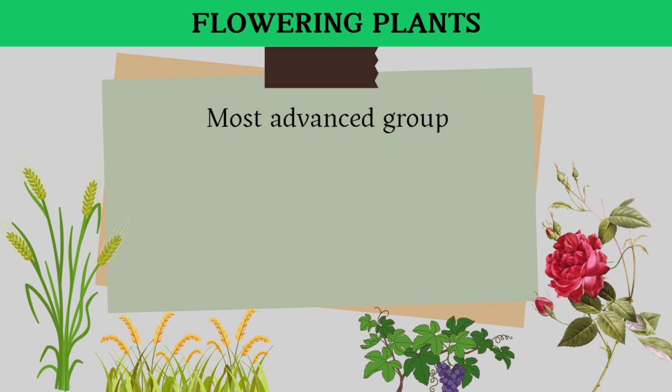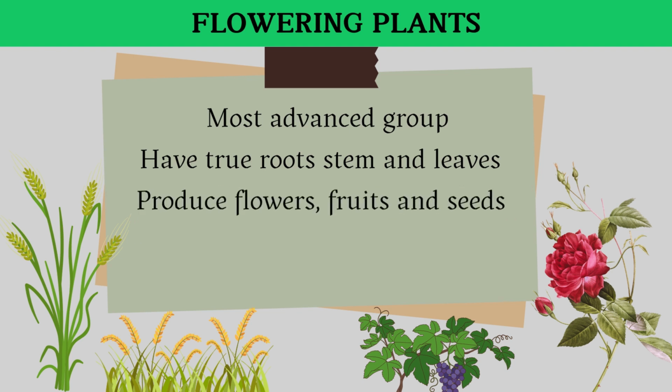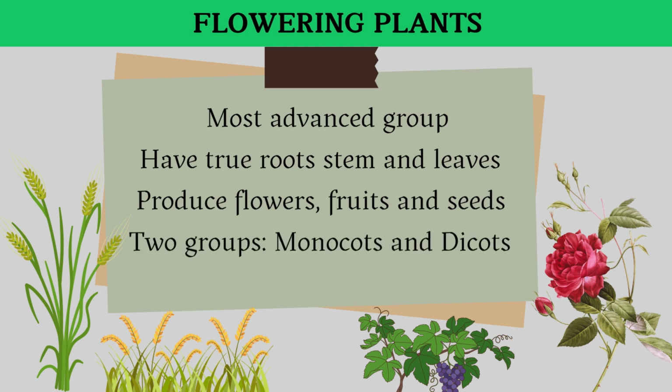The second group of plants is flowering plants. These are the most advanced and complex group. The plants in this group have true roots, true stem, and true leaves. They do produce flowers, fruits, and seeds. Their two major groups are monocots and dicots. Let's see their differences.